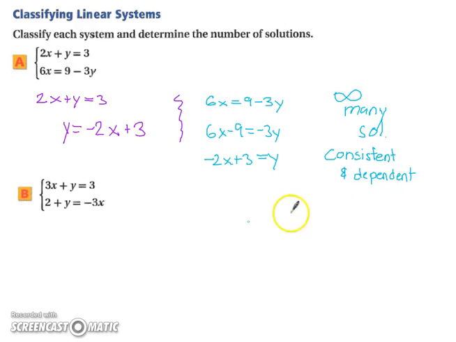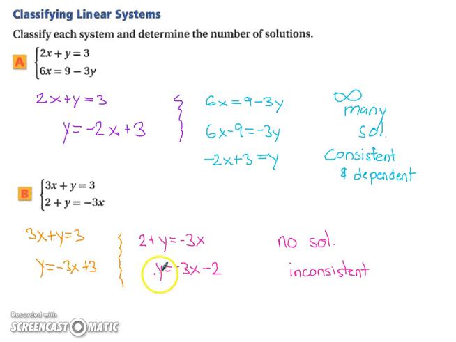Alright, so now let's look at B. Take a moment, pause the video and try this one on your own. When you return, the answer will be revealed, similar to the fashion above. Alright, so we have y by itself. So we have y equals negative 3x plus 3 and y equals negative 3x minus 2. Well, our slopes are the same. However, our y-intercepts are different, which means that it's not infinitely many solutions, it's no solution. Because the two lines are parallel, they'll never intersect, which makes it inconsistent.